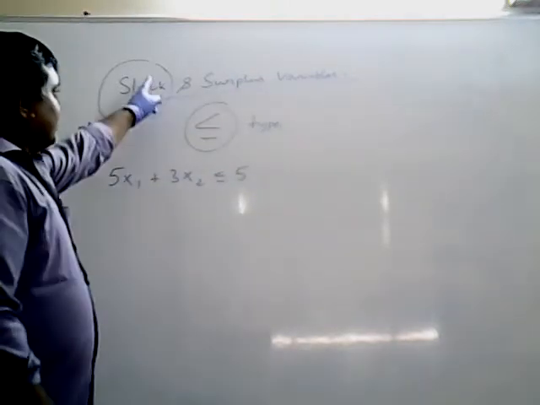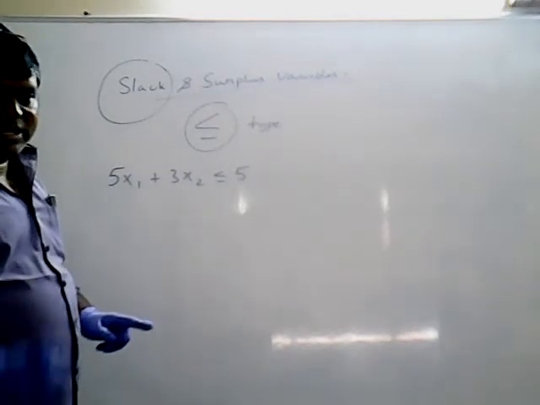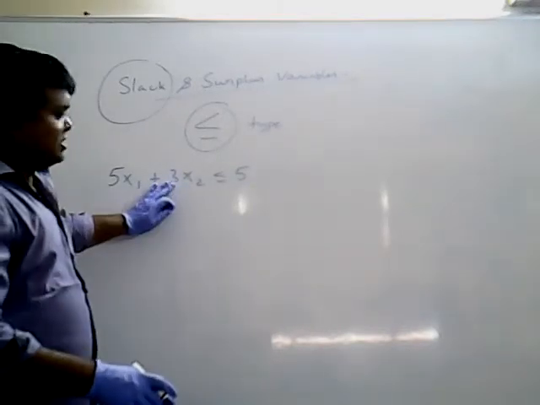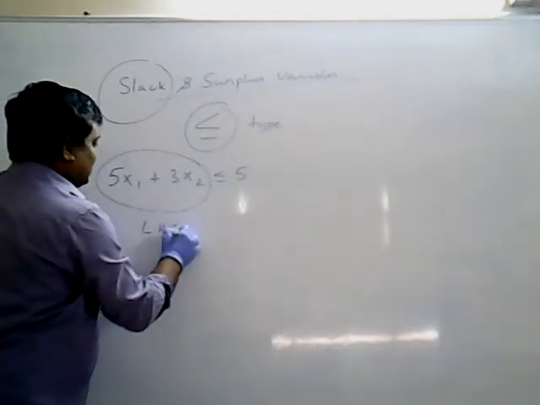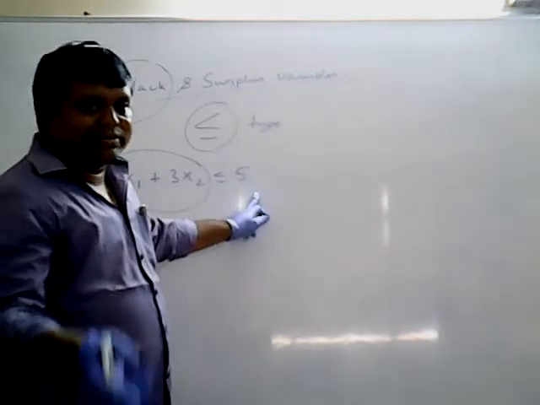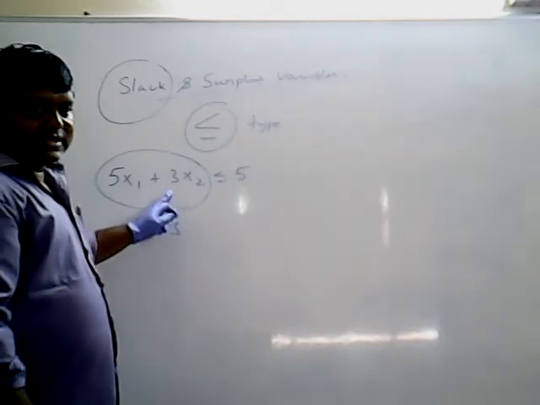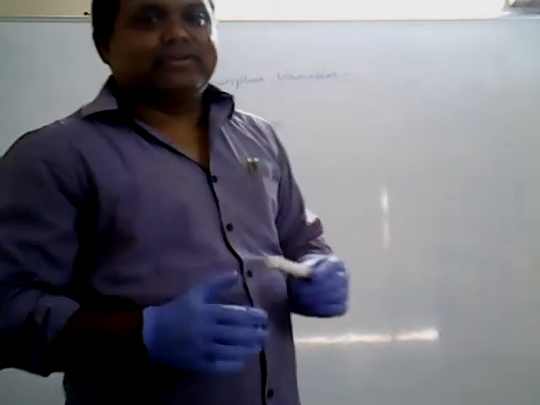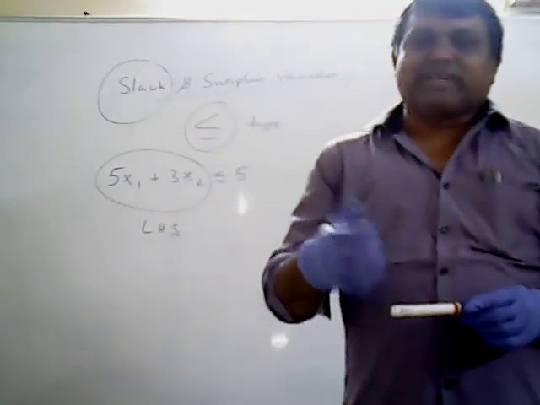Now read the definition. What do you mean by slack variable? The non-negative variable which is added to the LHS. This entire part is called LHS, and this is RHS. The non-negative variable which is added to the LHS of the constraint to make it as equal type. In graphical method, directly you will consider inequalities as equalities. But in simplex and big M two-phase methods, you won't consider like that.